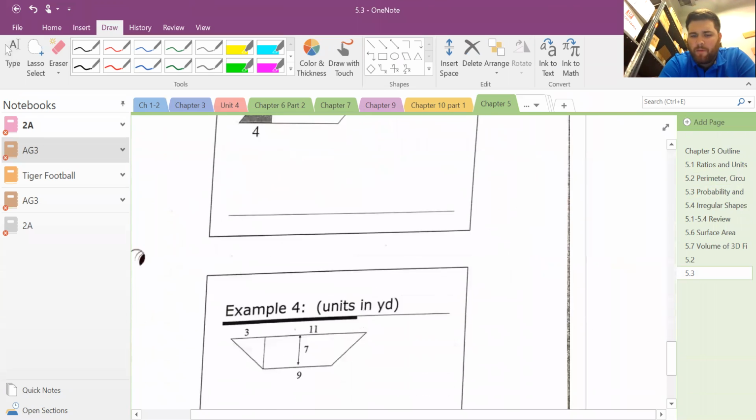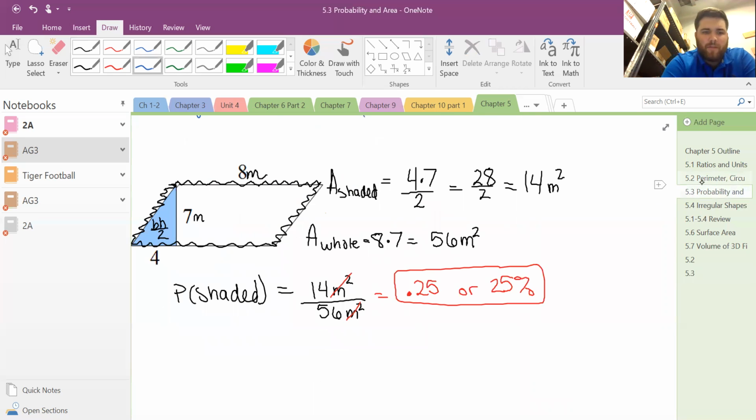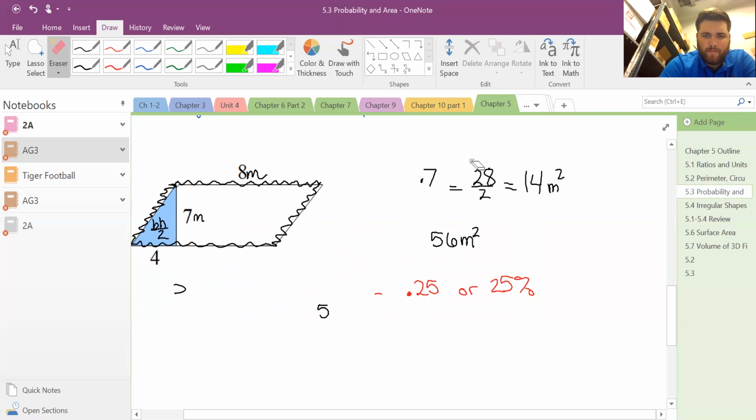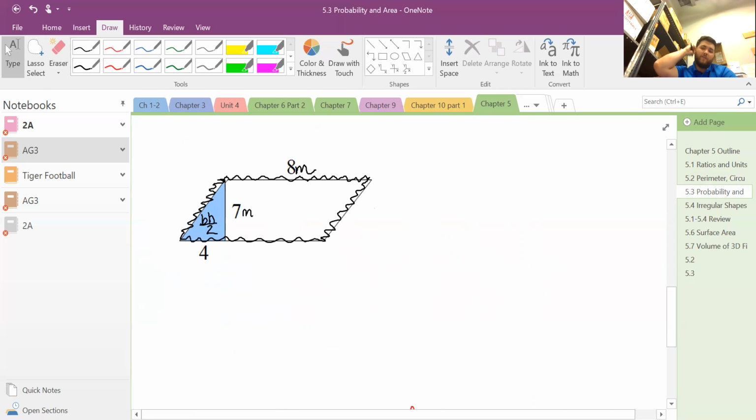Okay, let's do example 3, and I'll leave example 4 for you guys. Example 3, units in meters. Once again, it kind of got cut off. This 8 got cut off. Let's go back to it. Maybe we can use a better one. Yeah, here we go. Okay, there we go.